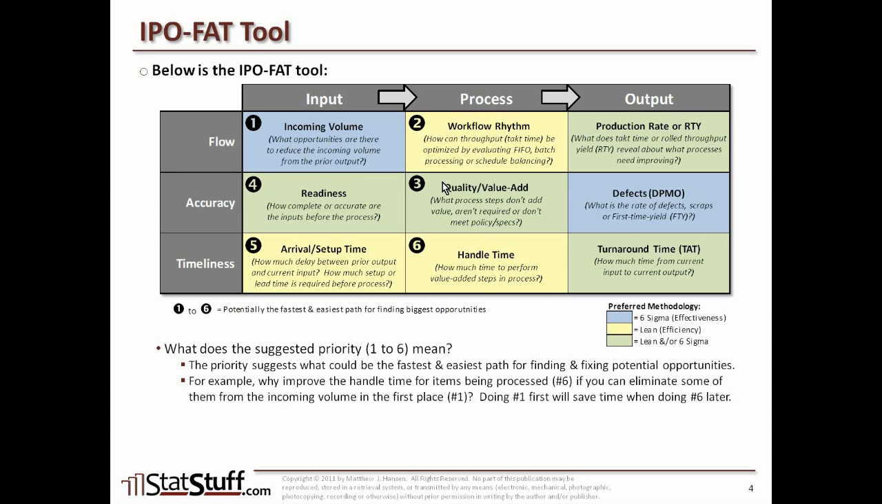Another example on here is, why does this one, the quality value add, come before readiness? Well, the reason is that when we're talking about accuracy, this number 3 example for quality value add is addressing the process steps that we own in our process that aren't adding any value. The readiness perspective is talking about things that are incomplete or inaccurate when they're handed off to us from somebody else. The reason why number 3 is associated here with the quality value add first is because this is a process step that we own. It's something that we have control of.